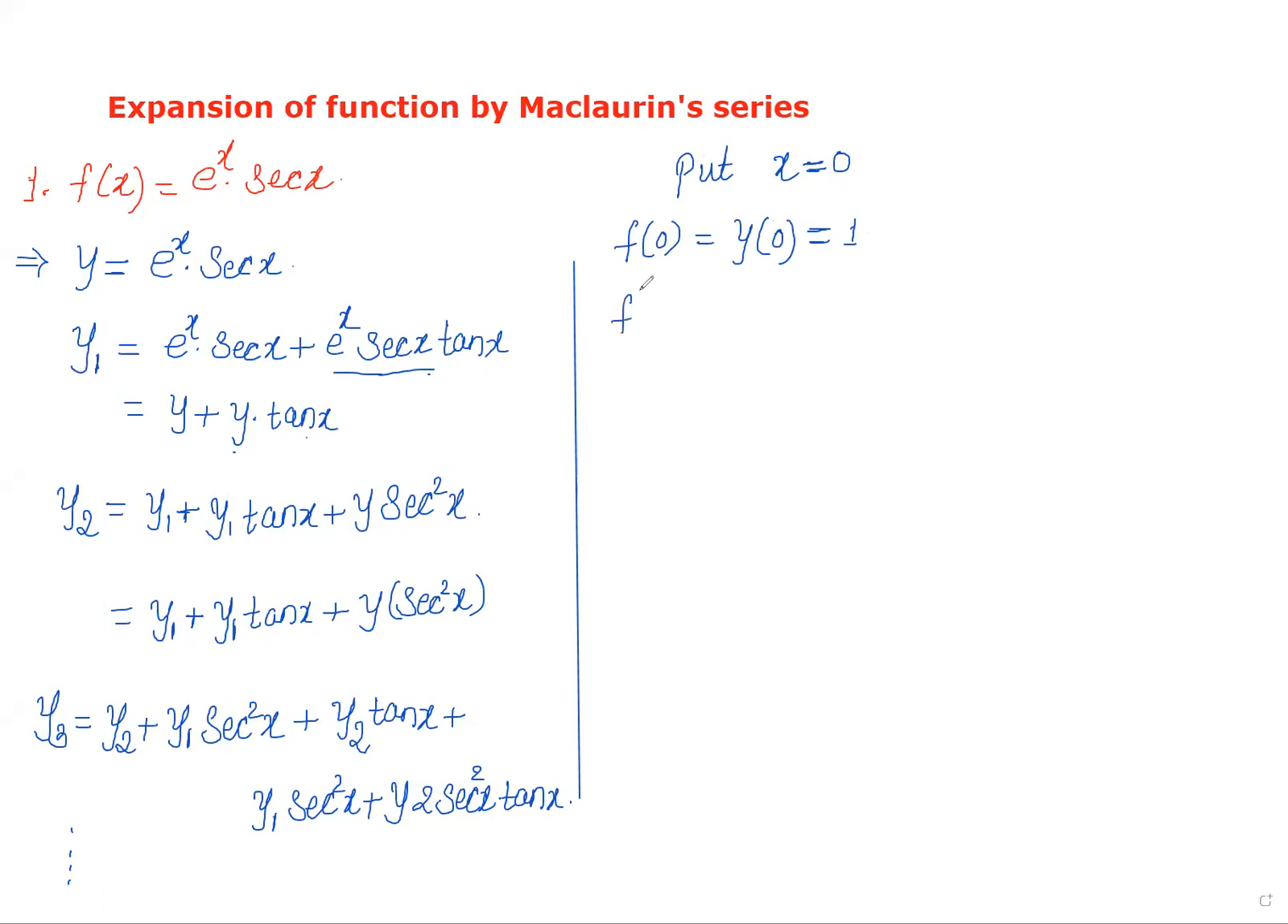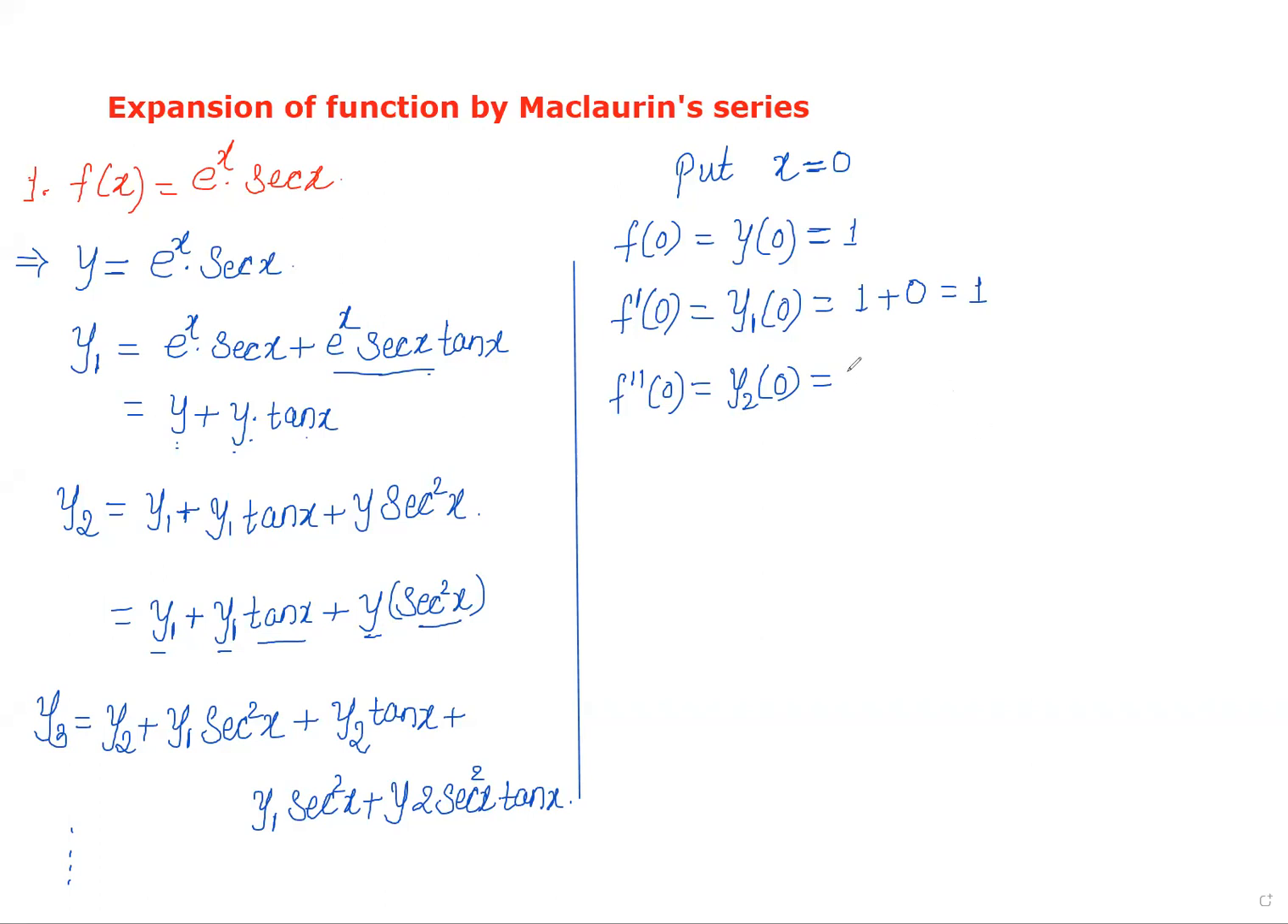Then the first derivative, f dash at 0, is equal to y1 at 0, which is y at 0 plus y at 0 into tan 0. So 1 plus tan 0 is 0, so it is equal to 1. Then f double dash at 0 is equal to y2 at 0, which is y1 at 0 plus y1 at 0 into tan 0 plus y at 0 into sec square 0.